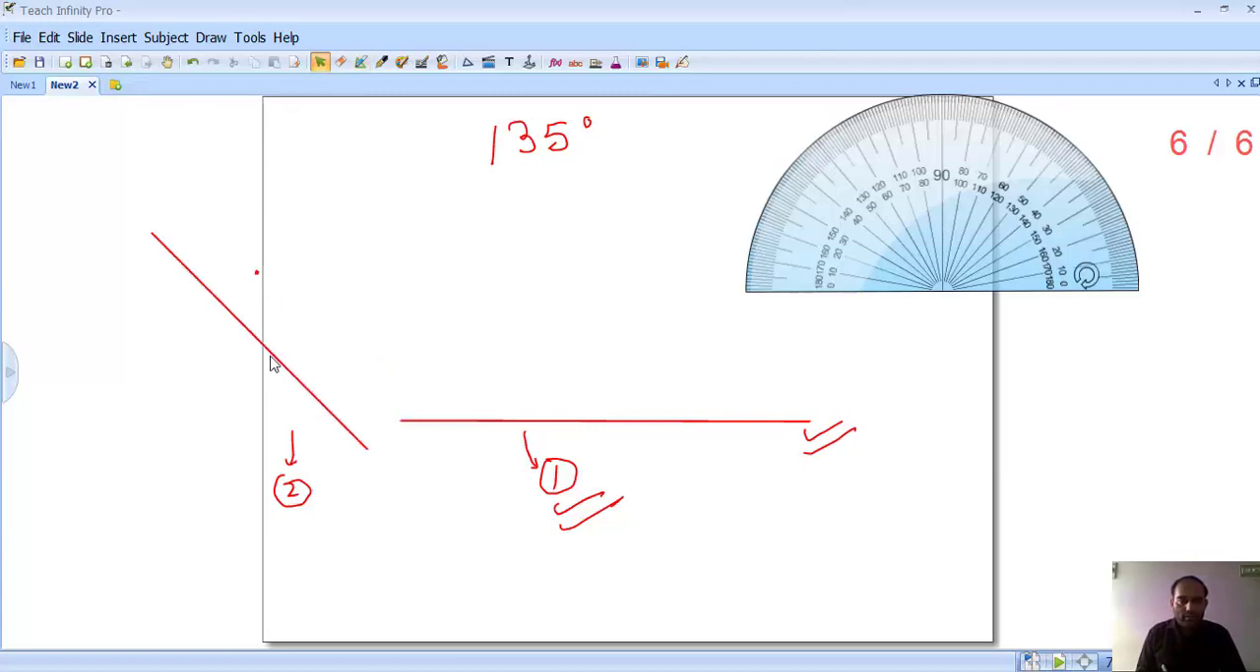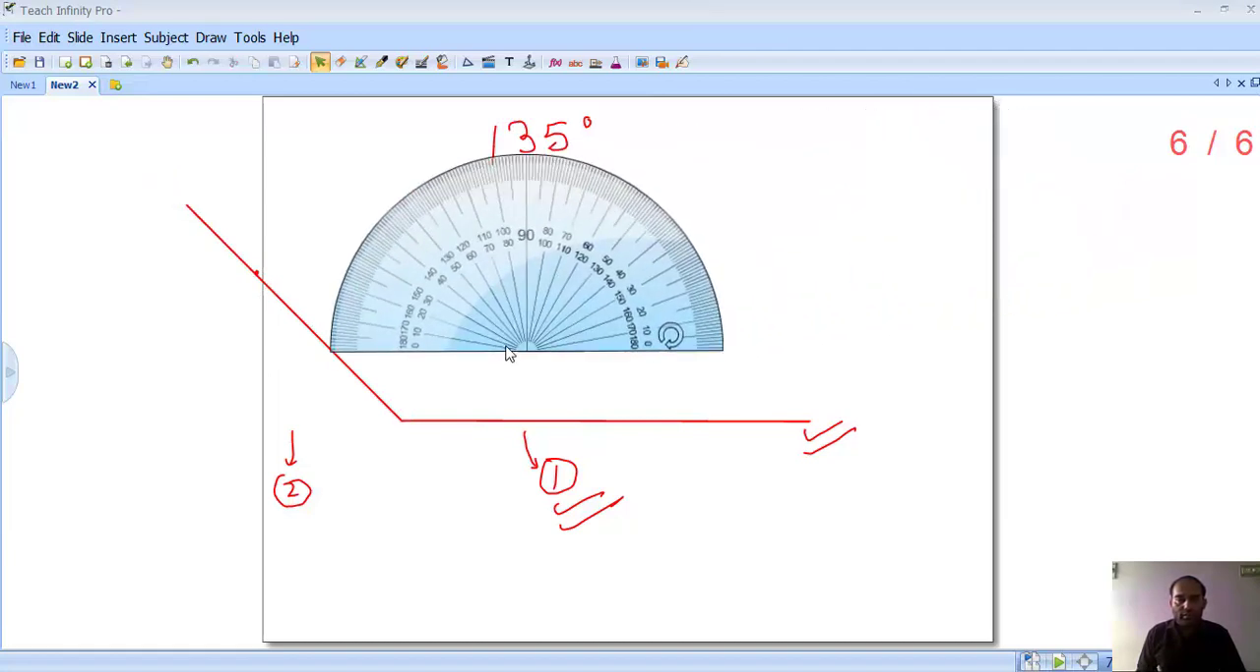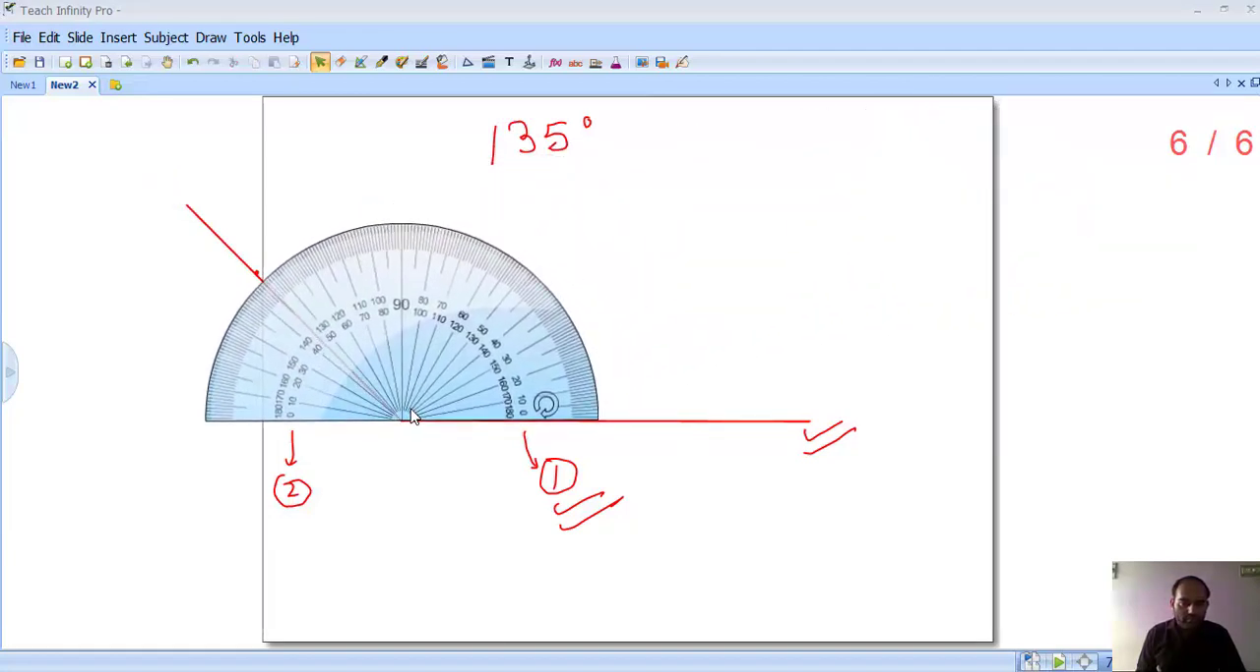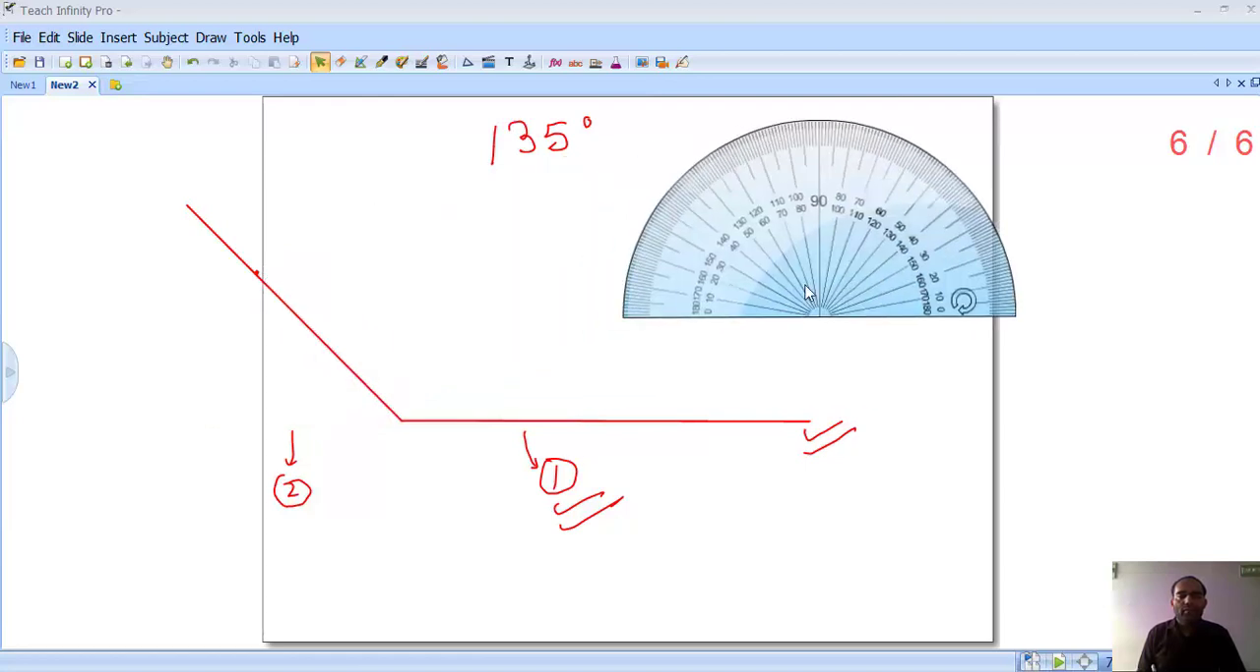Okay, let me correct it. Yeah, I think that's correct. Measure my angle. 135. It's correct. You can check it. This is 130. This is 135. Remove the protractor. Name the angle X, Y, Z. Any name you can give. This is 135.